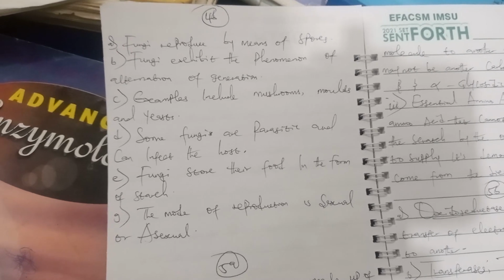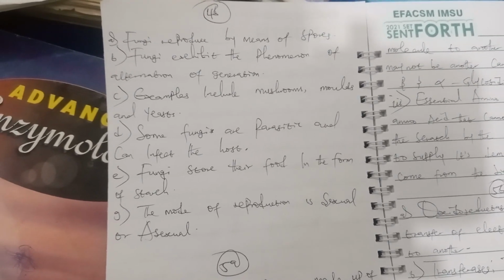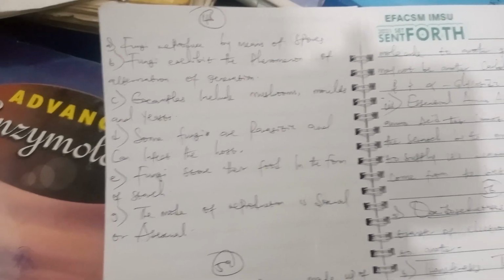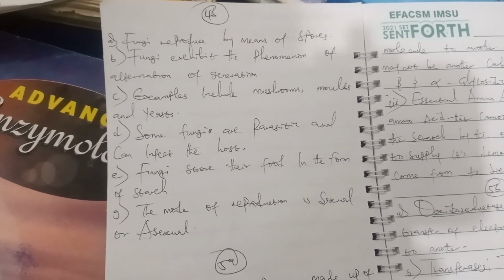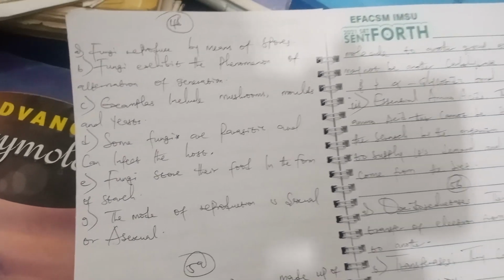Now, some fungi are parasitic and can infect the host. Fungi store their food in the form of what? Starch. Now, the mode of reproduction is sexual or asexual. That is it for that. Now, we move to the next question.